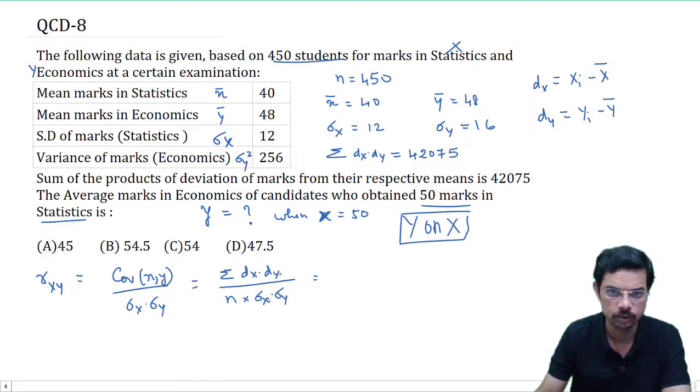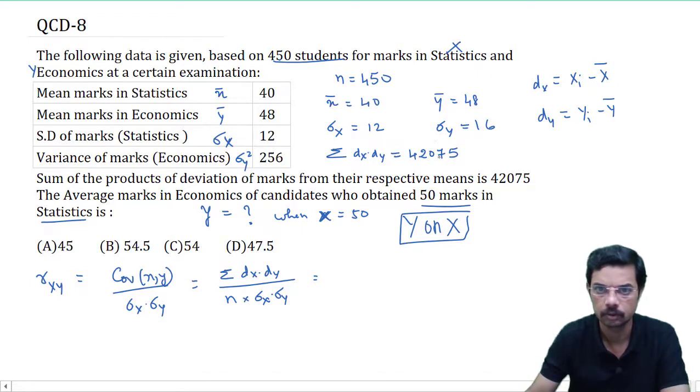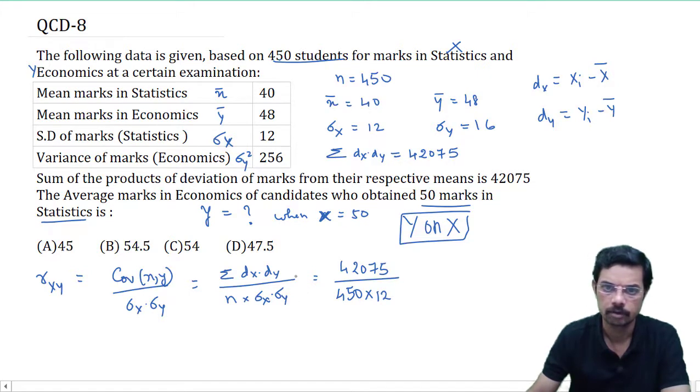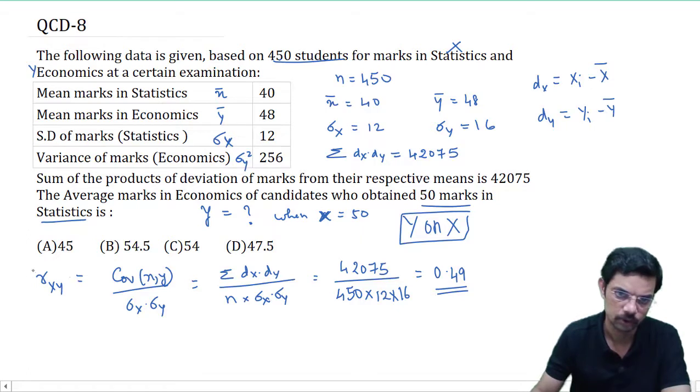So what is sigma dx into dy? It is 42075, divided by n, where n is equal to 450, into sigma x, which is 12, and sigma y, which is 16. When we calculate this, we get approximately 0.49. This is the correlation coefficient.